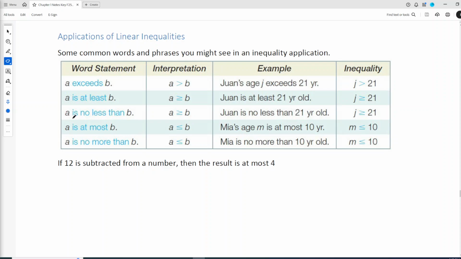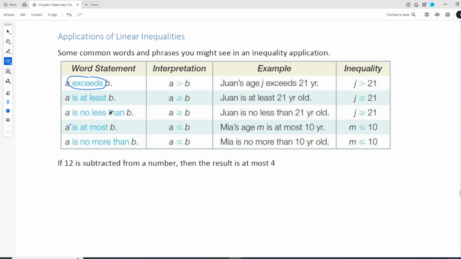So the first thing is you have to recognize that this is going to be an inequality application versus an equation application. So you're going to see words like exceeds, right? So if A exceeds B, you'd have A is greater than B. This could be something like Juan's age, J, exceeds 21. Or is at least. Juan is at least 21 would be J is greater than or equal to 21.